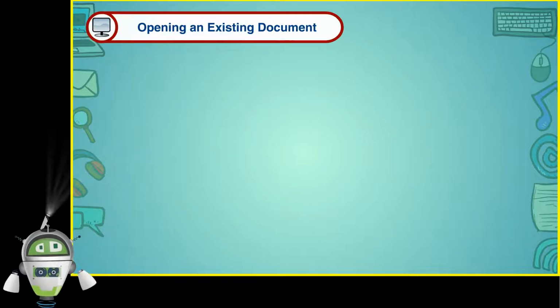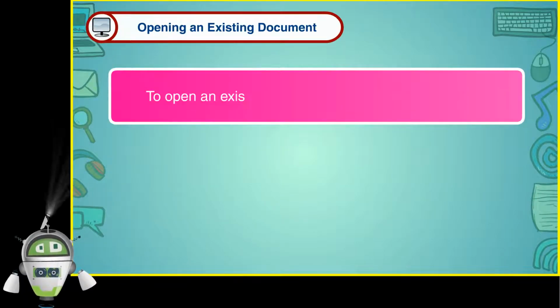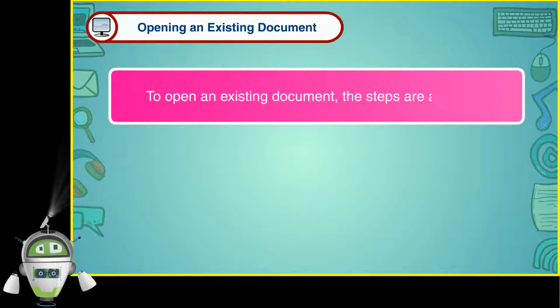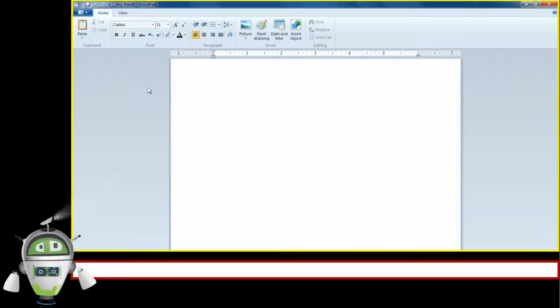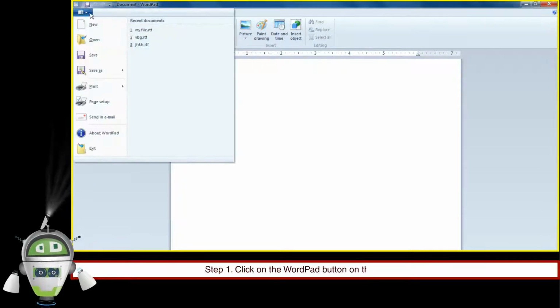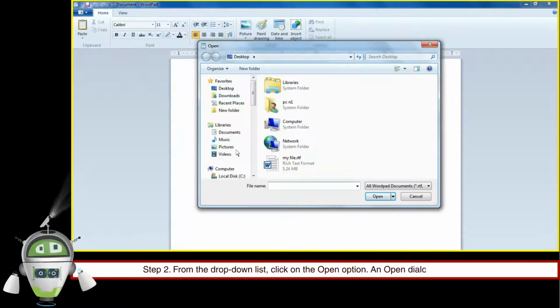Opening an existing document. To open an existing document, the steps are as follows. Step 1. Click on the WordPad button on the top left corner. Step 2. From the drop-down list, click on the Open option. An open dialog box will appear.